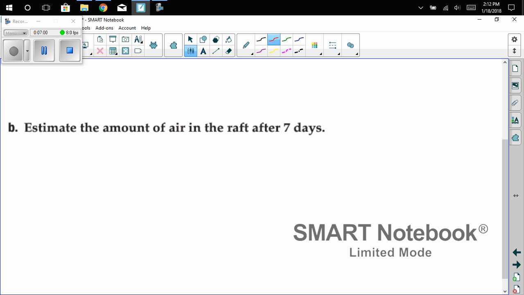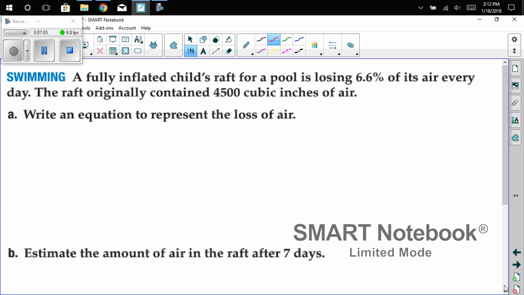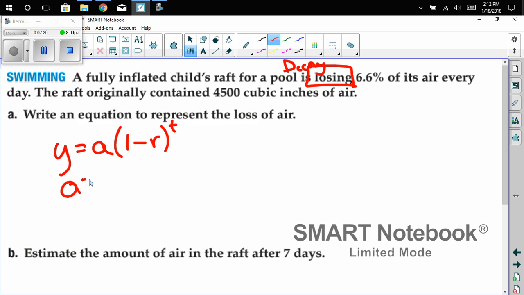So, the problem here. We're going to use a fully inflated child's raft. If the raft is losing air, that would be decay. This one gives us decay here, so we're going to use y equals a times (1 minus r) to the t. So we need to know a and r.